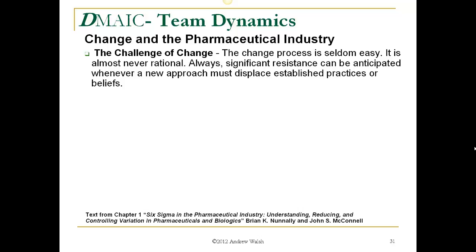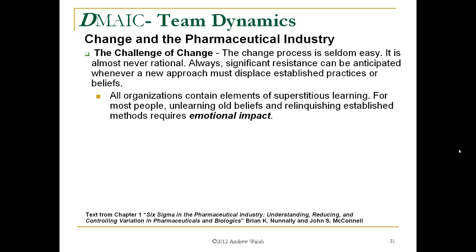Now finally, change in the pharmaceutical industry. The challenge of change. The change process is very seldom easy at all. It is almost never rational. Always significant resistance can be anticipated whenever a new approach must displace established practices or beliefs. All organizations contain elements of superstitious learning. For most people, unlearning old beliefs and relinquishing established methods requires emotional impact.